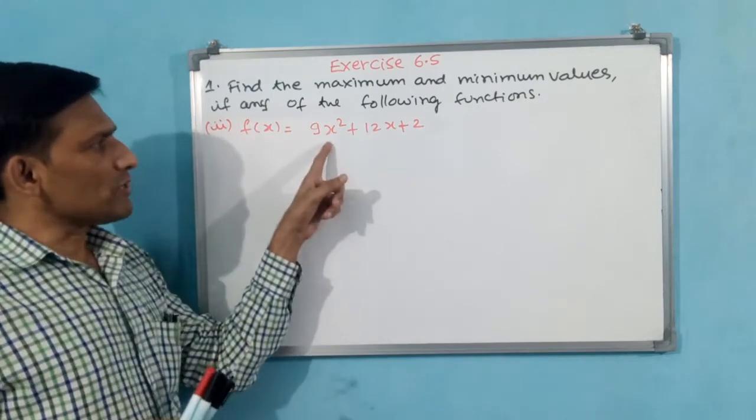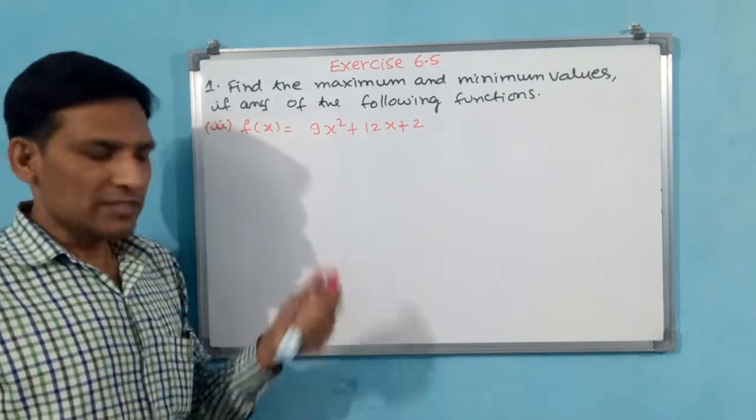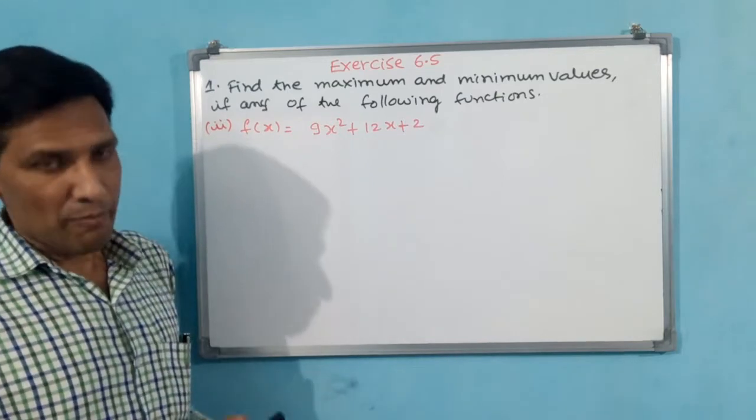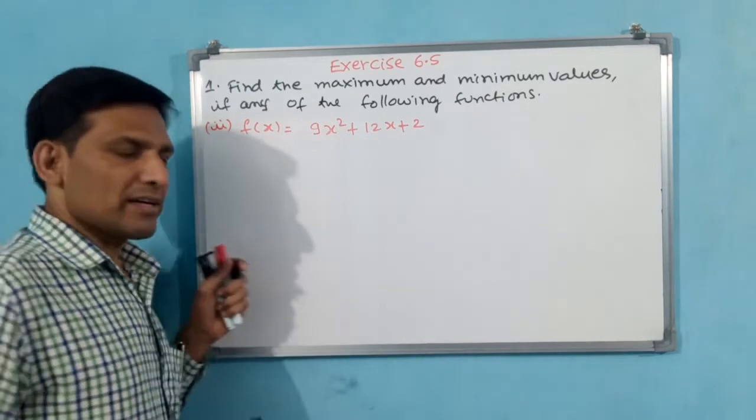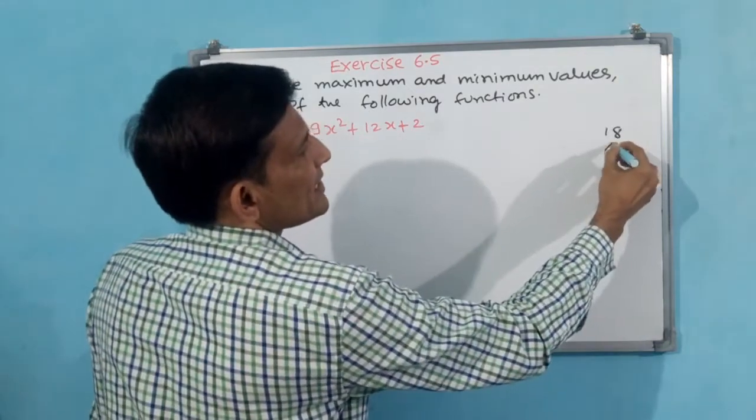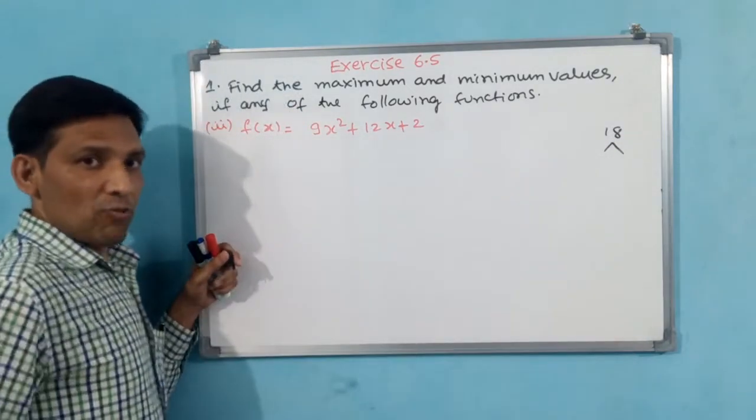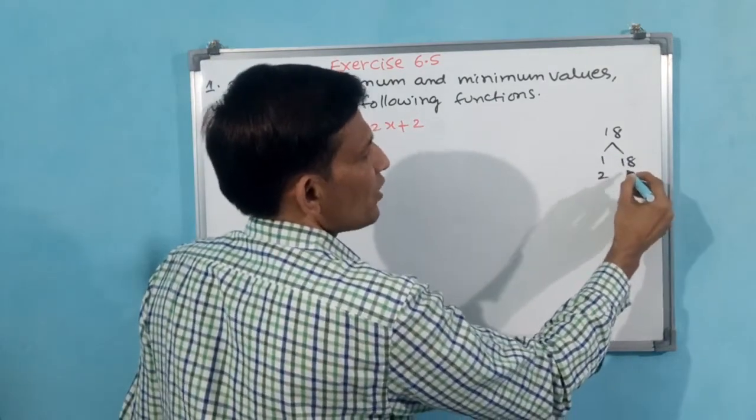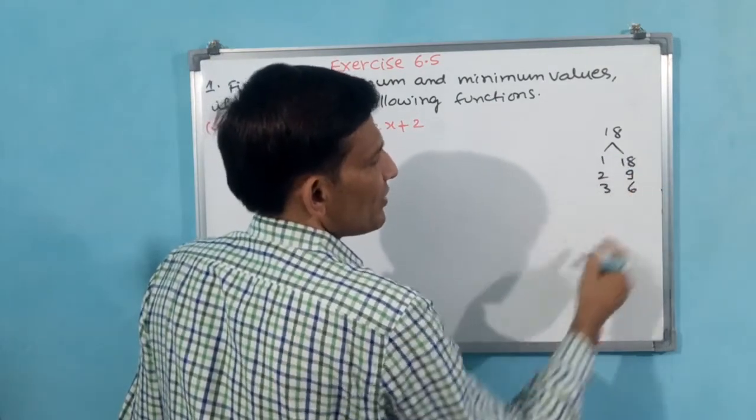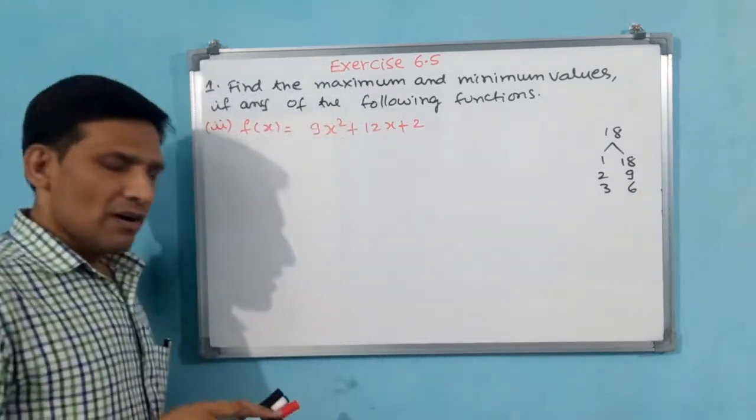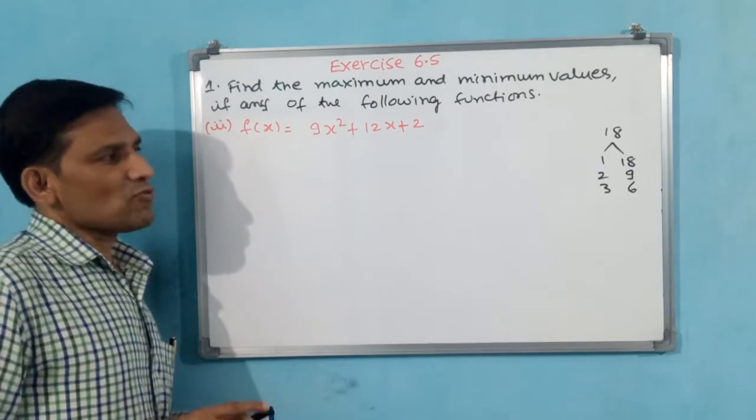f of x is equal to 9x square plus 12x plus 2. Okay, this is a quadratic equation. Let us find whether a turning point will come or not. Okay, you see 9 into 2, 18. Quadratic equation. Let us find factors. 1 into 18, 2 into 9, 3 into 6. 4, 5 will not go. Again 6 into 3 is going to come. Okay. These are the factors: 1, 18, 2, 9, 3, 6.